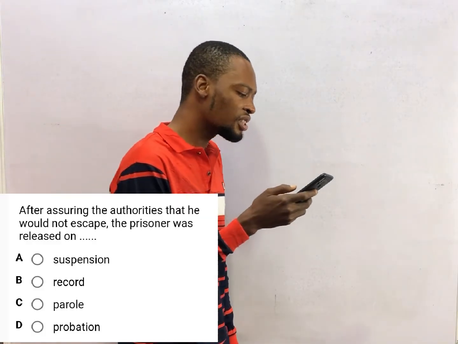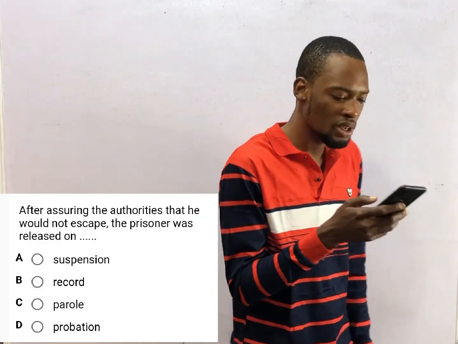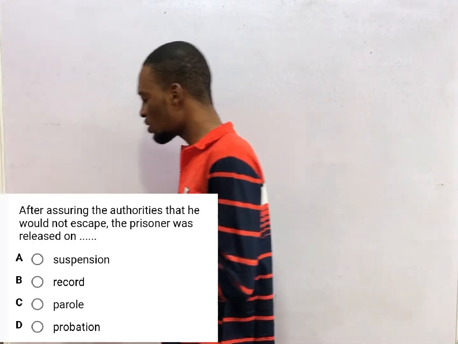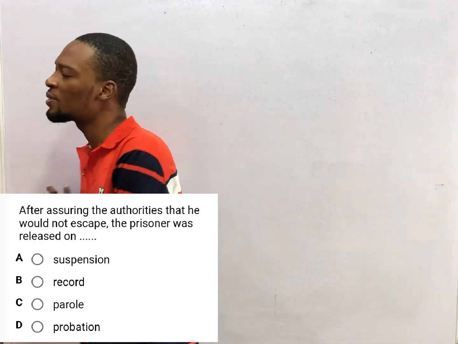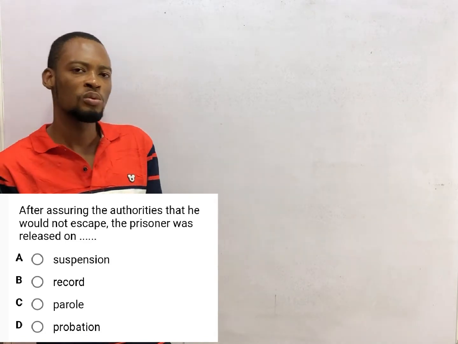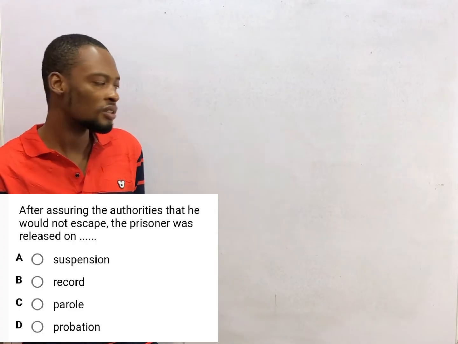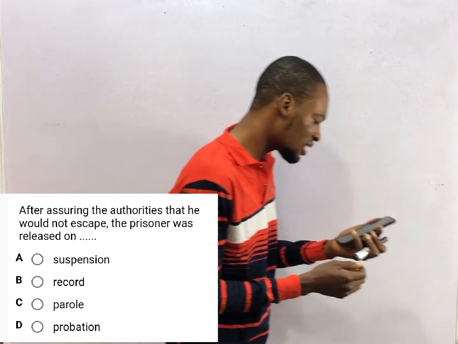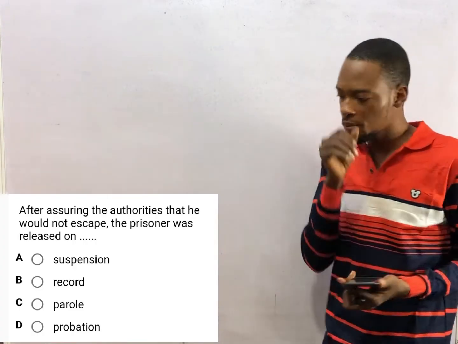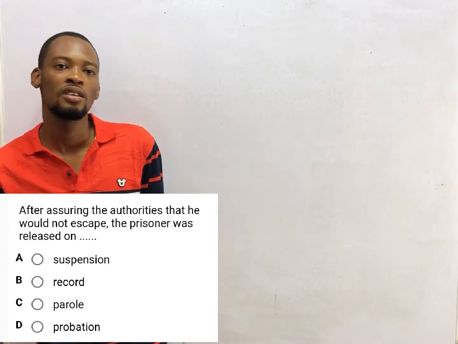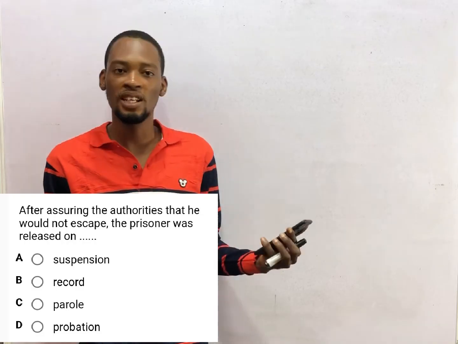After assuring the authorities that he would not escape, the prisoner was released on dash. Now, there is something called release on probation. When you are arrested or you have an issue of misconduct or bad behavior, then after being interrogated, you agree that, okay, I will be of good conduct. I won't do this again. Then you'll be given a second chance.